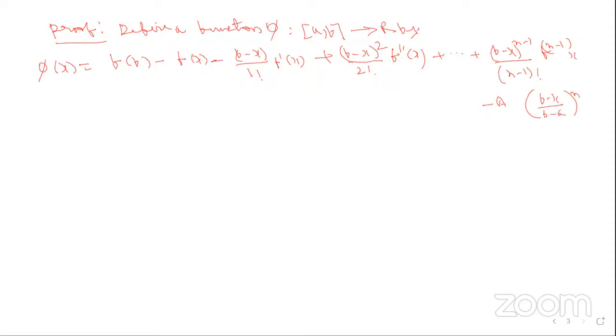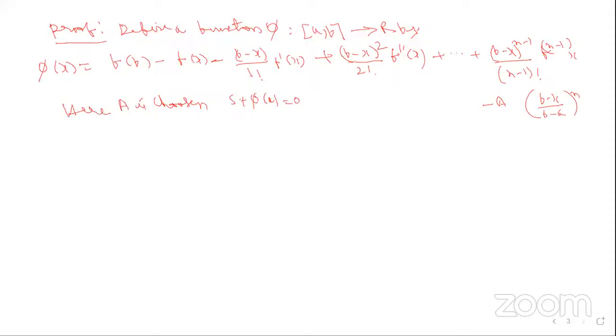Here a is chosen such that phi of a equal to 0, phi of a equal to 0.